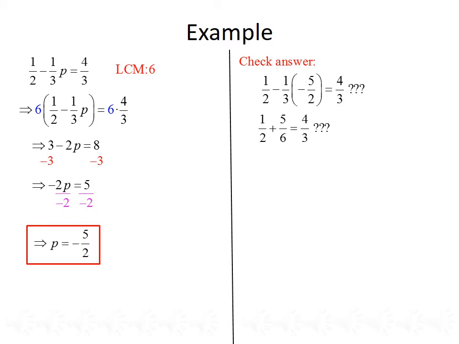Next we'll do addition, but remember, in order to add fractions we need a common denominator, so we can rewrite 1/2 as 3 over 6, and now we'll add 3 over 6 plus 5 over 6, which gives us 8 over 6. So does 8 over 6 equal 4/3? Yes, it does. This means that our answer is verified.